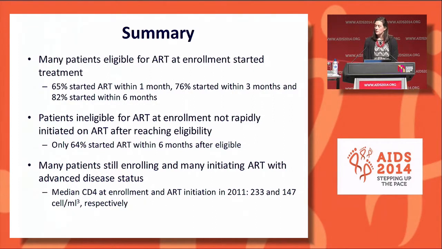In summary, we found that many patients in this Ethiopian cohort who were eligible for ART when they enrolled in care started treatment rapidly within 1, 3, and 6 months. Patients who were ineligible for ART at enrollment and reached eligibility did not start ART as rapidly. Only 64% of patients who were ineligible when they enrolled started ART within 6 months of reaching eligibility. We also saw that many patients are still enrolling and starting ART with very low CD4 counts, as indicated with advanced disease status, as indicated by low CD4.